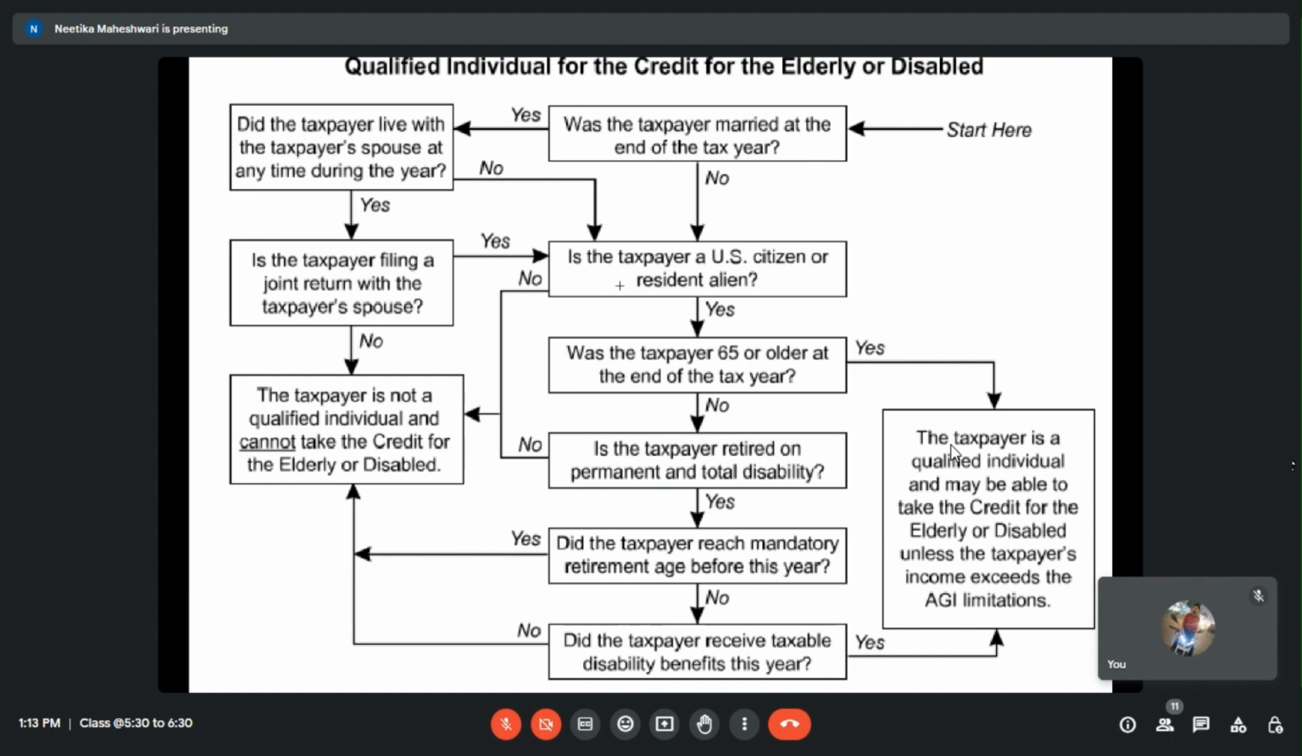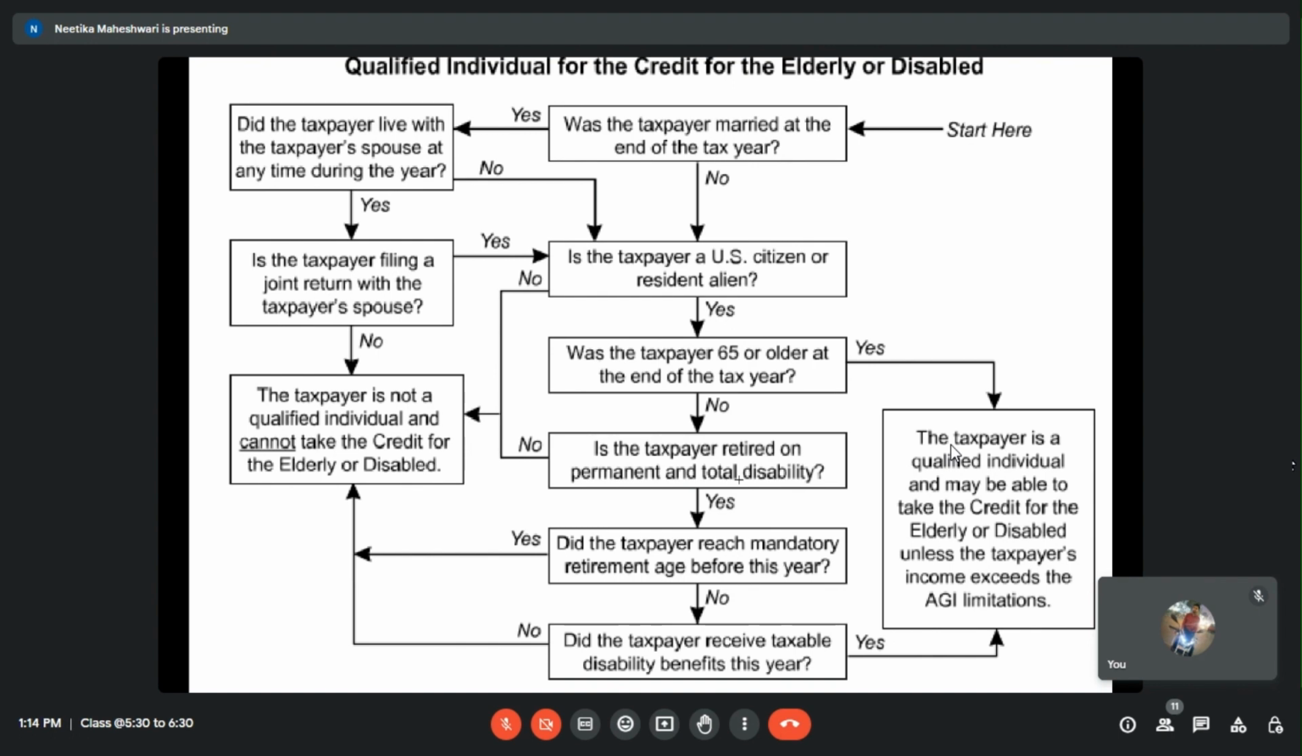So let's go over here. Is the taxpayer a US citizen? Yeah, let's say yes. And is the taxpayer 65 or older at the end of the tax year? Yes, the person may take the credit. No, if the taxpayer is not 65 or older, then we have to see if there is any permanent and total disability. Temporary disability is not considered for that.